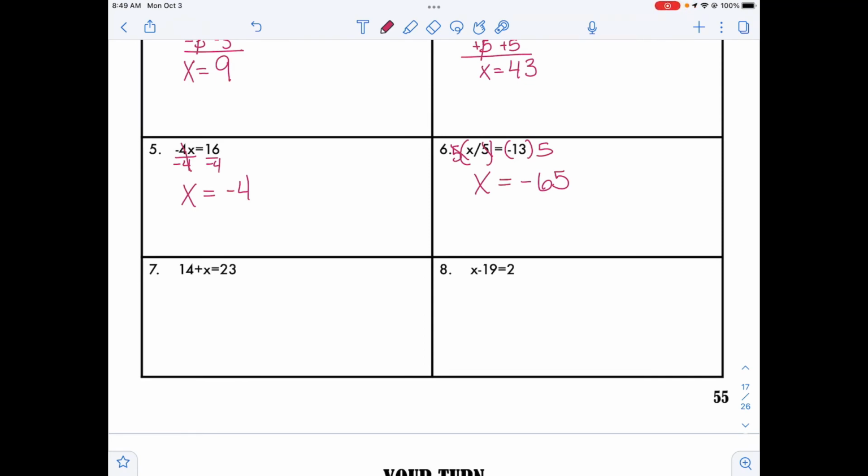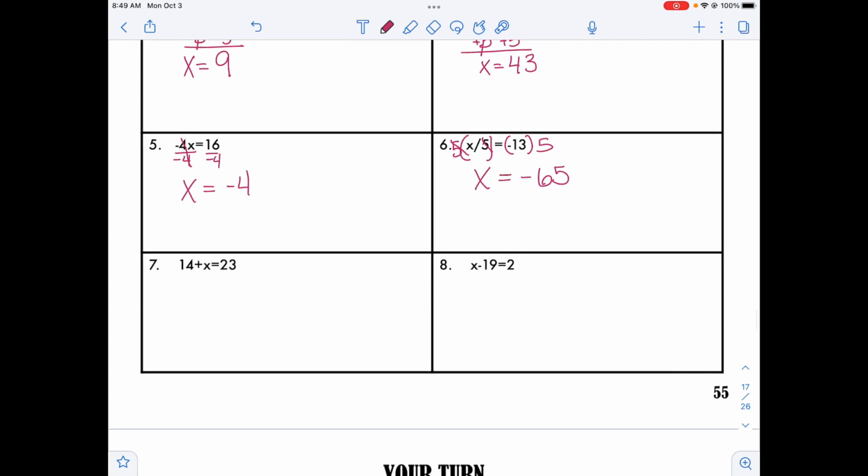Okay, last row. So this problem's a little bit different. It says 14 plus x. That's the same as x plus 14. So we're going to do the opposite and subtract. This will go away because 14 minus 14 is 0. X equals 23 minus 14 is 9.